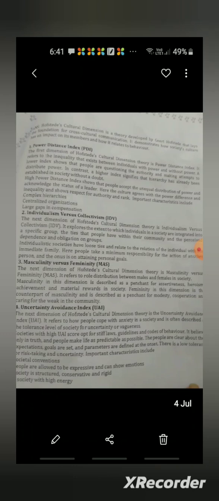Then we have individualism and collectivism. The next dimension of Hofstede's cultural dimension theory is individualism versus collectivism. It explores the extent to which the individuals in a society are integrated into a specific group, the ties that people have within their community, and the perceived independence and obligation on groups.